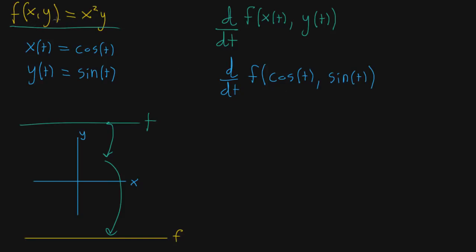And then from there, we can go to the definition of f of x, y equals x squared times y, which means we take that first component squared. So we'll take that first component, cosine of t, and then square it. Square that guy. And then we'll multiply it by the second component, sine of t. And again, we're just taking this derivative.